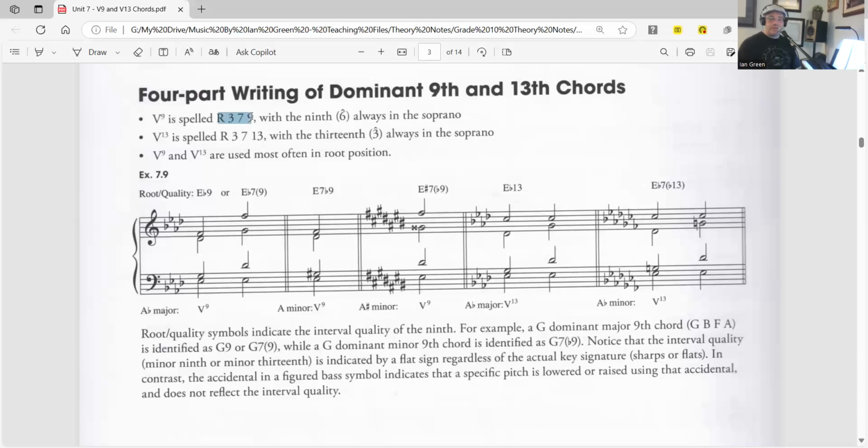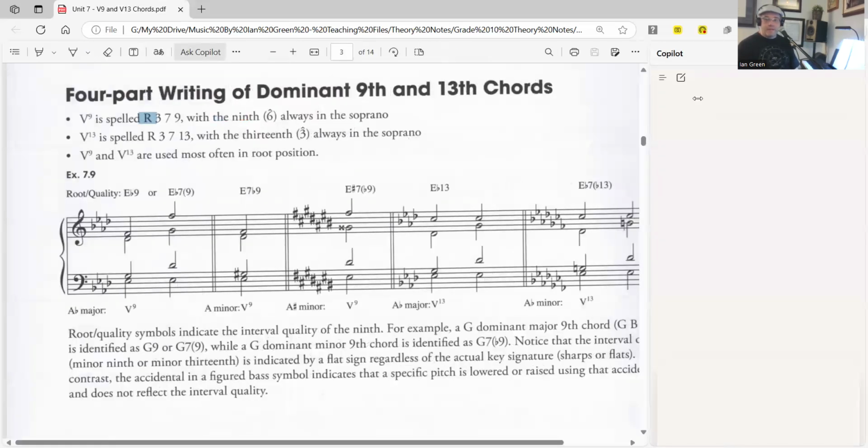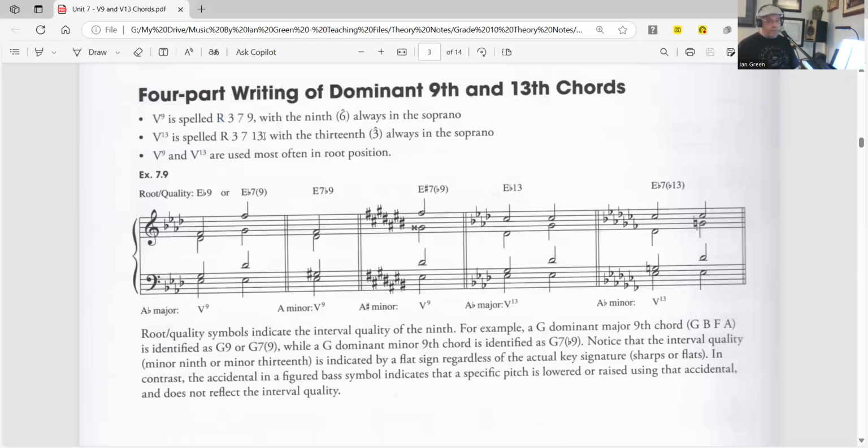So these two charts here, which are specifically on page 118 of your textbook, halfway through the page, where it shows root, third, seventh, ninth, or root, third, seventh, 13th, are very helpful because you can see how the root and the ninth, or the root and the 13th, are the outer notes, but then depending on where you want to put the other notes, you can mess around with where to put the third and the seventh. They don't have to be spelled exactly this way, but all of the notes should be present.